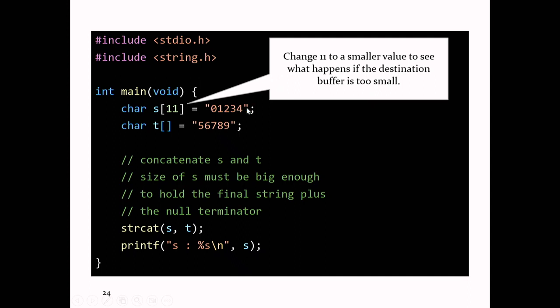So here we go. Here's my string s. It has length 11, so I can store a string of length 10 safely in this string s. Here I have a string of length 5, so that's fine. I've got another string t: 5, 6, 7, 8, 9, null terminator. I want to take the characters from t and add them to the end of s.